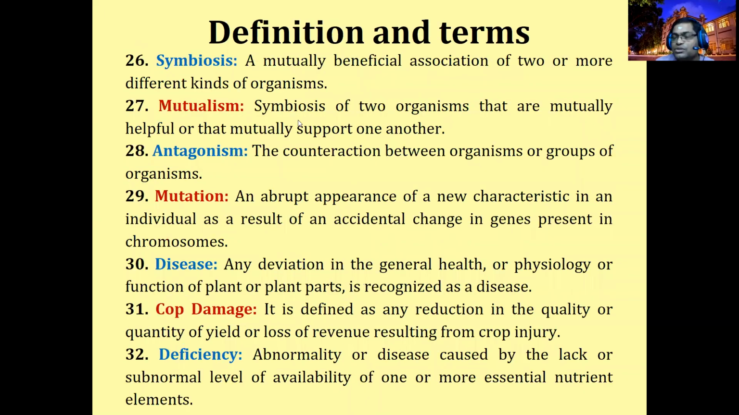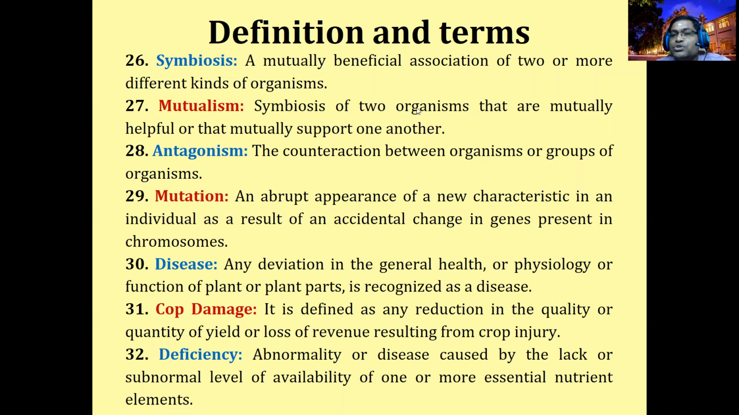Another one is symbiosis. You studied this very nicely with rhizobium. Right? Rhizobium, so a beneficial association where 2 organisms are getting benefits. Another term, mutualism, is very close. In symbiosis, both organisms get benefits, for example legumes with rhizobium. Mutualism is symbiosis of 2 organisms that are mutually helpful or mutually support one another. That is also a similar term.